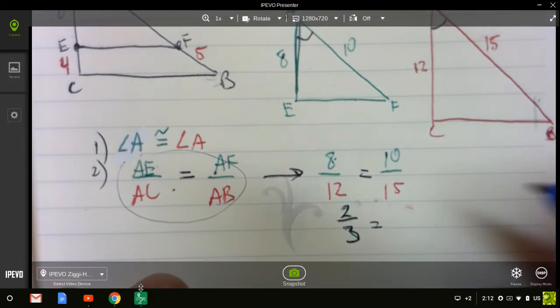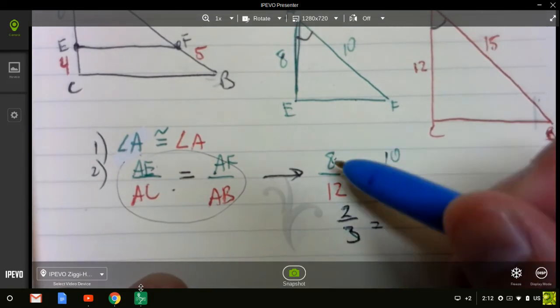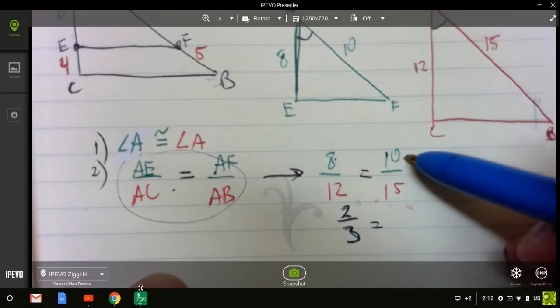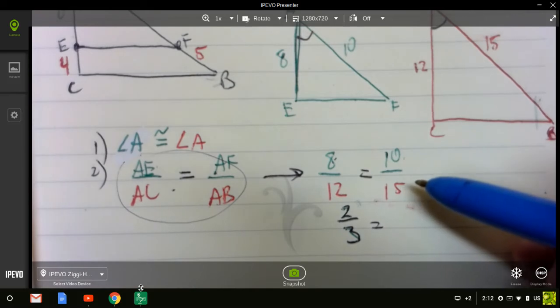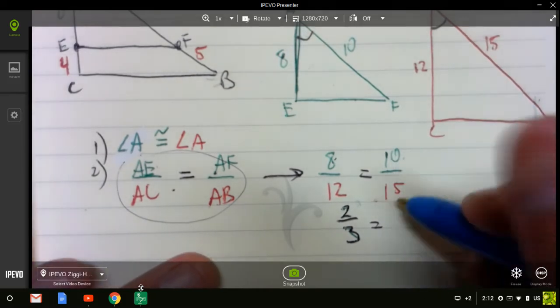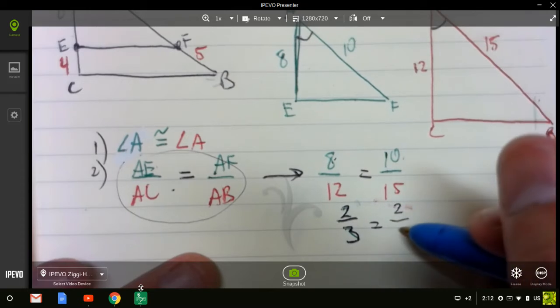Okay, I'm going to write this in black as a final ratio of this one. And then over here, 10 over 15, I know that they're both divisible by 5, and it looks like the greatest common factor, the greatest number that can divide into both of them cleanly, is going to be 5. So 10 divided by 5 is 2, and then 15 divided by 5 is 3.